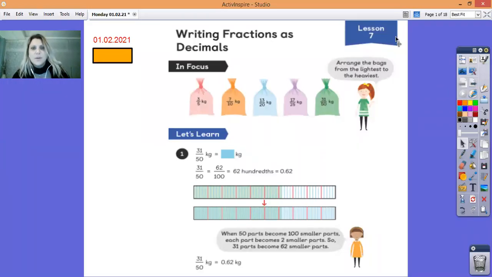Hiya Year 5. Today we will be learning how to write fractions as decimals. So let's have a look, first of all, at the date. So it's the 1st of February.